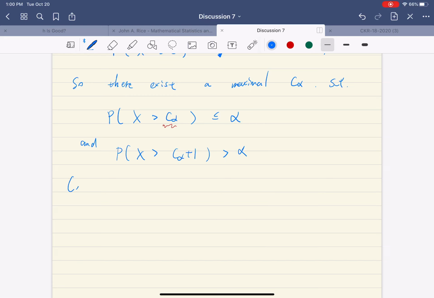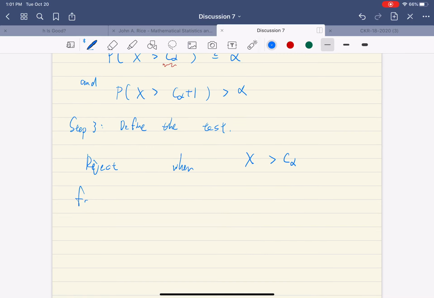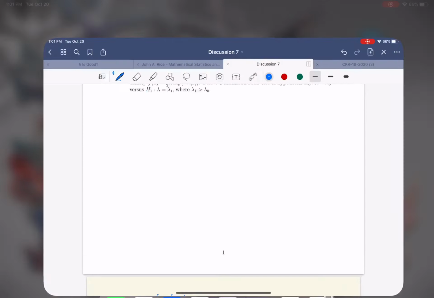So the next step is to define the test. We reject when x is greater than c alpha, and fail to reject, or we can say accept, when x is smaller than c alpha. Okay, so that's our likelihood ratio test. Okay, and let's do question 2.